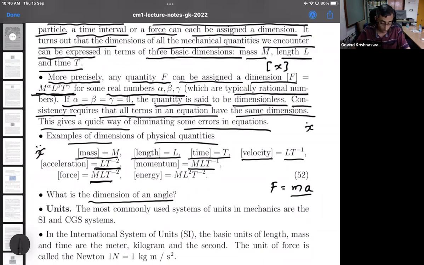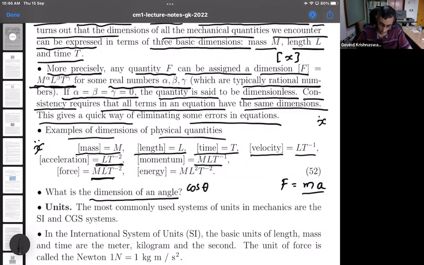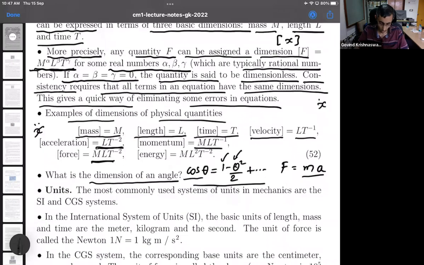And for consistency, we talk about the cosine of an angle, right? And I spoke about the power series for cosine. So the cosine has a power series 1 minus theta squared upon 2 plus ... So if such a formula has to make sense, the dimensions of 1 and the dimensions of theta squared must be the same. And therefore theta must be dimensionless. Otherwise you cannot add it to 1. Of course, numbers like 1 and 2 are dimensionless. So quantities like pi are all dimensionless. All right. So we will look at more examples as we go along.